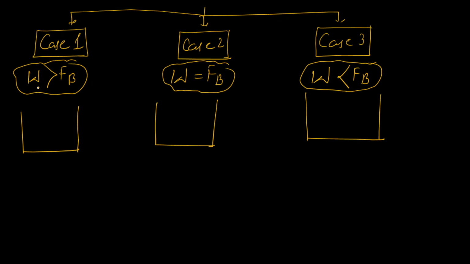Whenever the weight is more than the buoyant force, that means the displaced liquid is not applying that much force in comparison to the weight. So what will happen? It is going to sink down. So for example, this one is W, and this one is FB, and that is something solid, a block kind of situation.